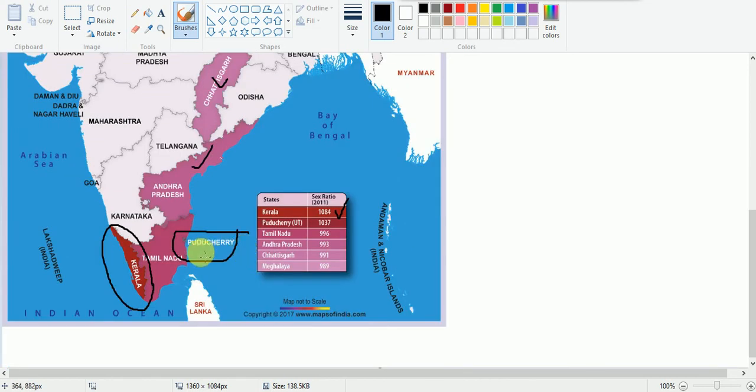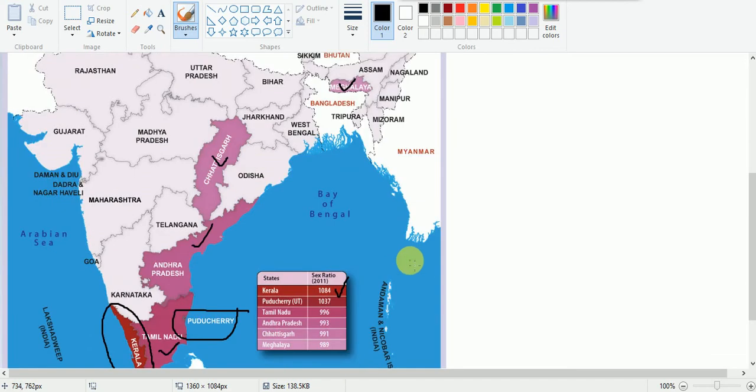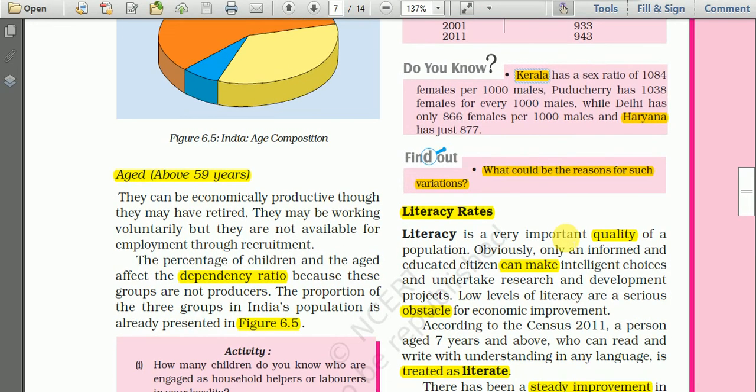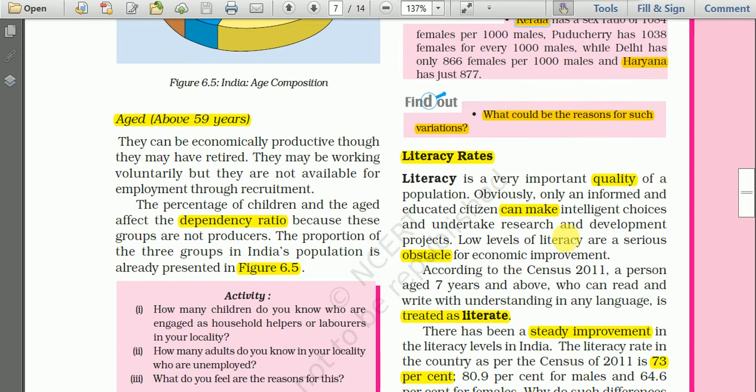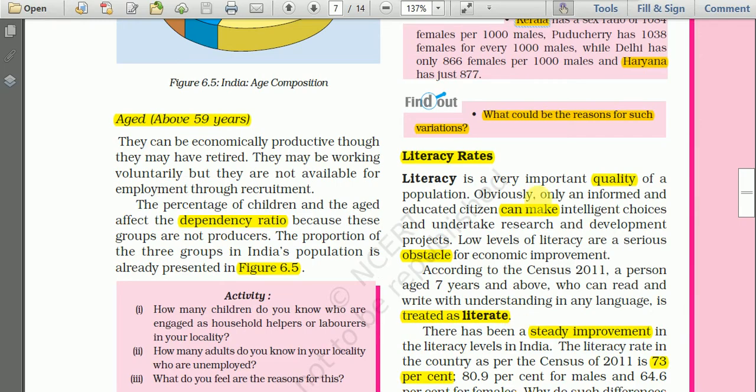Chhattisgarh, Andhra Pradesh, Tamil Nadu, then Meghalaya. So these are some of the states having a higher sex ratio in India. Okay. So are you clear? Any question from your side, boys and girls? Are you clear? So if you don't have questions, let us proceed.